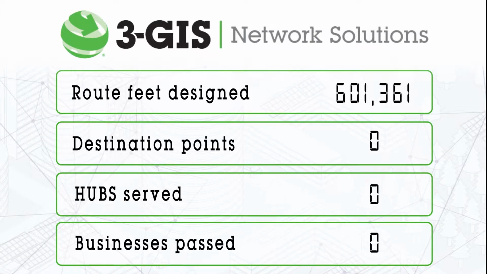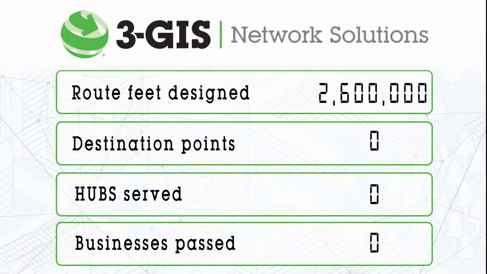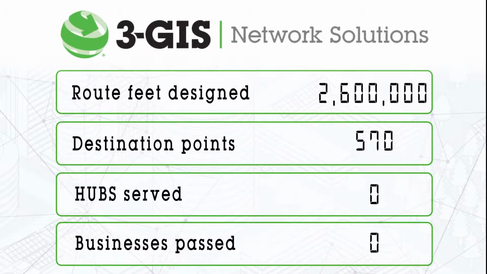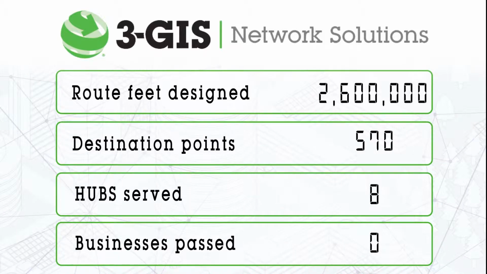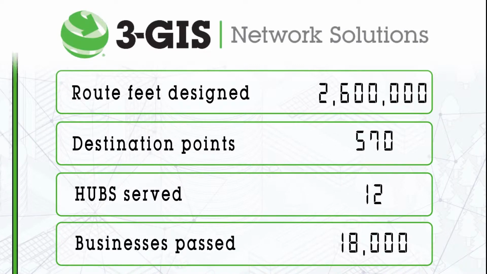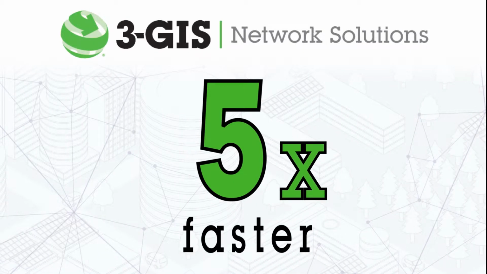For a large 5G build-out in a northeastern U.S. market, 3GIS designed 2.6 million feet of network route with telecom features that reached 570 destination points, served 12 hubs, and passed 18,000 businesses. 3GIS completed this in 5 weeks, 5 times faster than the customer's requirements.